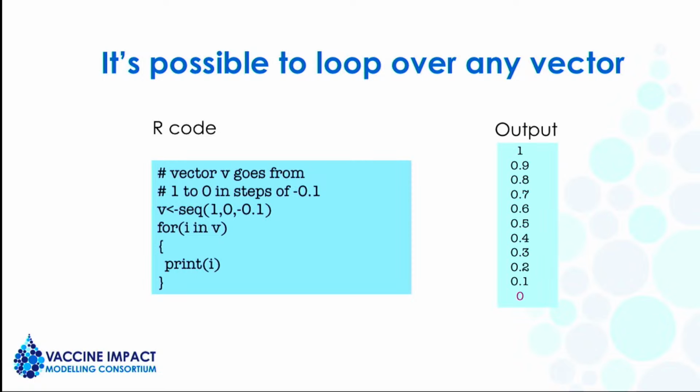Okay? So if I run this loop now, instead of printing out 1, 2, 3, 4, 5, 6, 7, 8, 9, 10, we print out all the values of v, which are going in reverse order from 1 down to 0. Okay? So each time we run it, we know we'll get exactly the same number of outputs, which is the length of the vector that we give it. Okay? So far, so good.